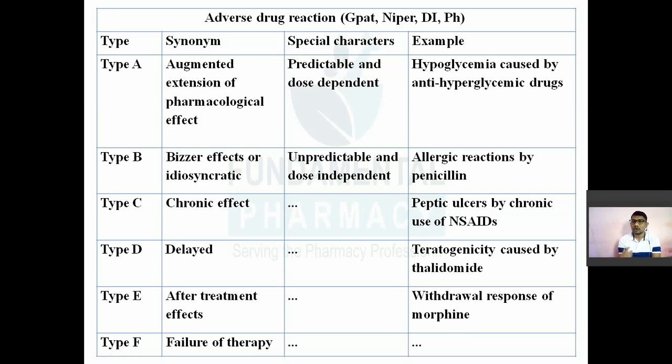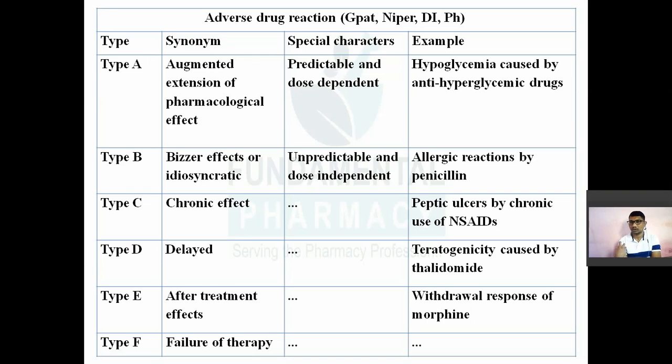And suddenly that quarter is stopped. So with sudden withdrawal of the drug, the body will respond to that, and that is nothing but withdrawal symptoms. You will get withdrawal symptoms of the drug. Whatever symptoms you are getting, those are nothing but type E, that is, after treatment effect. So sudden withdrawal of a drug of abuse will result in withdrawal symptoms.